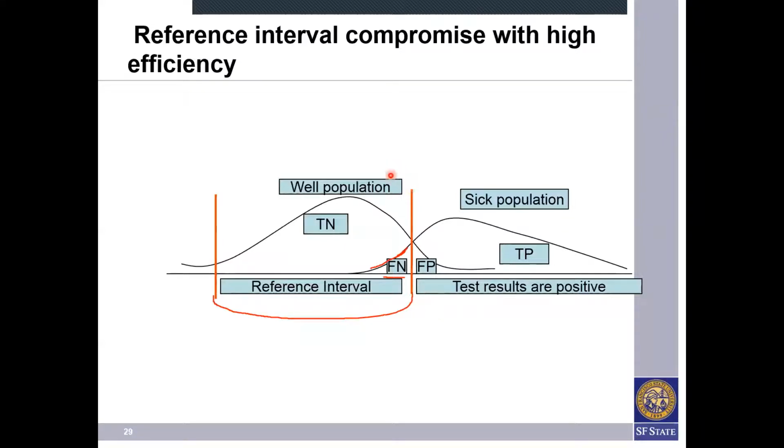Where we draw the cutoff line here depends on what we want to get out of the test. Depends on how serious the disease is. How important is it to diagnose it quickly? How treatable is it, right? If you've got a very deadly disease, but it's very treatable, you want to catch it as early as possible. So you want to be very conservative with your cutoff. You want to limit your number of false negatives.